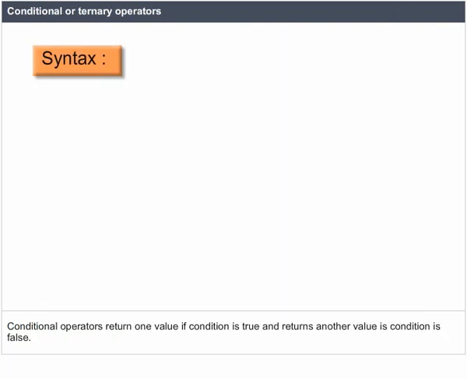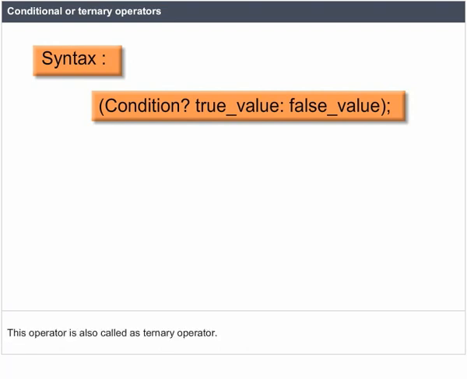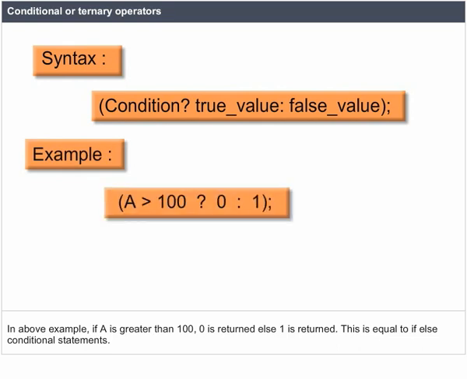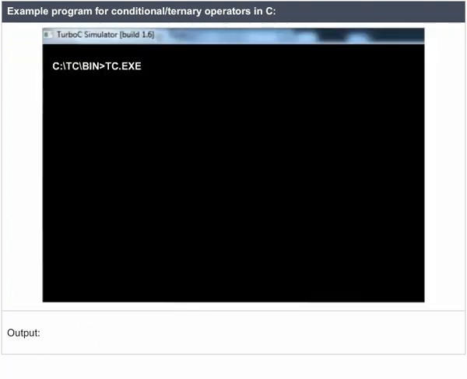Conditional or ternary operators. Conditional operators return one value if the condition is true and return another value if the condition is false. This operator is also called the ternary operator. In the above example, if A is greater than 100, 0 is returned, else 1 is returned. This is equal to if-else conditional statements. Example program for conditional or ternary operators in C. Output, X value is 1, Y value is 2.